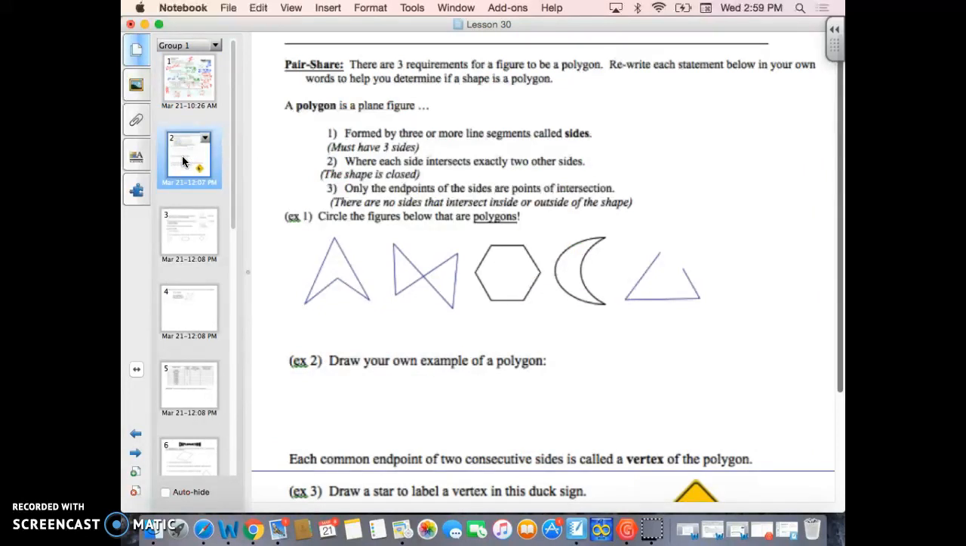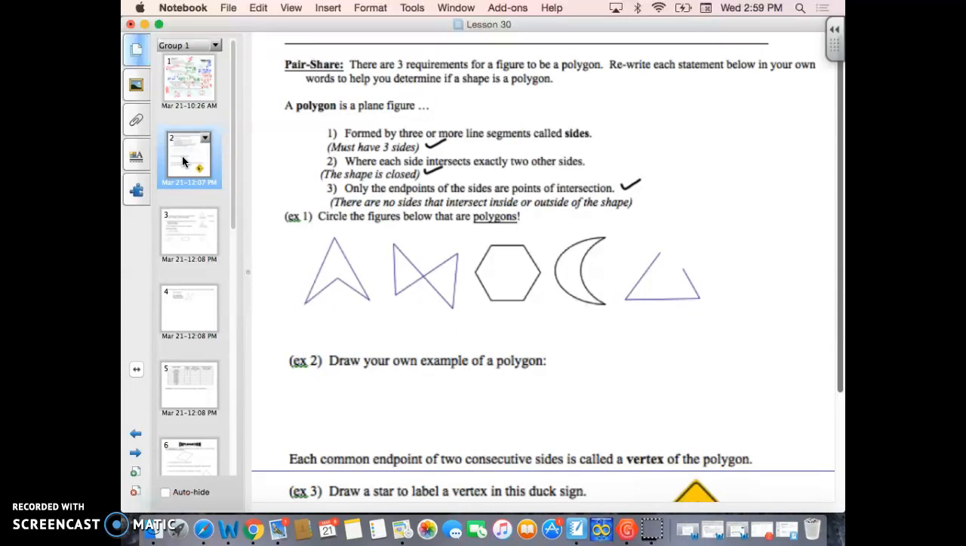So basically, we're going to talk about polygons today. So polygons are formed by 3 or more line segments. Okay, so you got to have at least a triangle to have a polygon. Each side intersects exactly 2 other sides, so the shape is closed. And then only the end points of the sides are points of intersection. So there can't be any crisscrosses or vertical angles or anything like that. Okay, so you want to circle the ones below that are polygons.